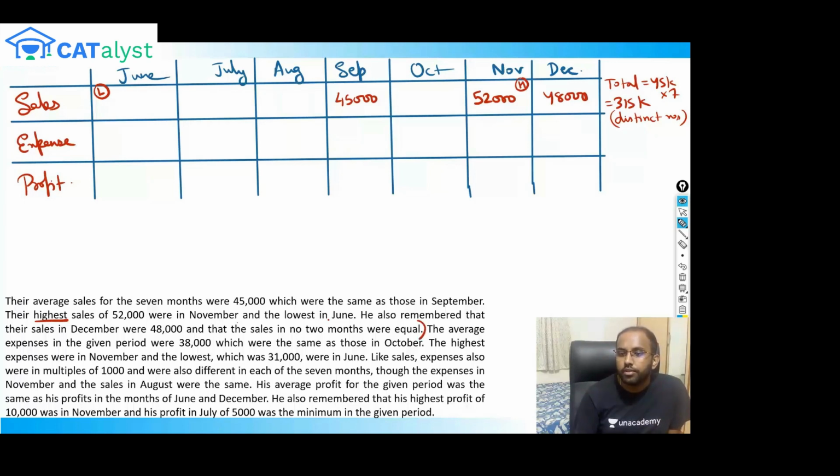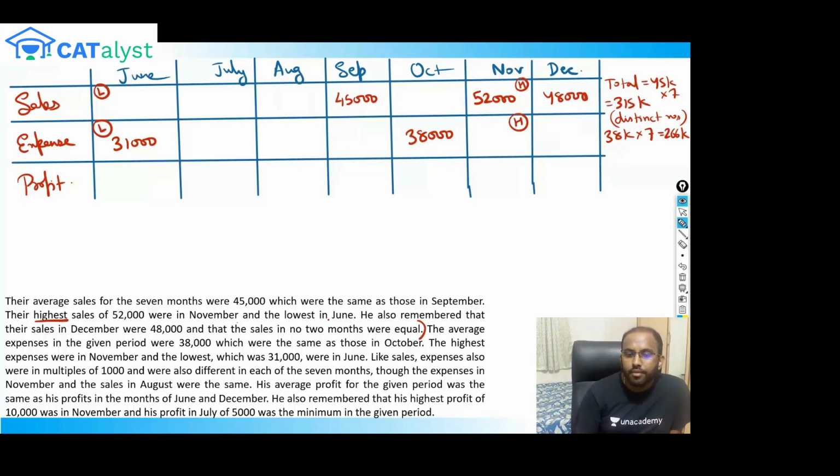Now move to expense. The average expense in the given period was 38,000, which was the same as that in October. So in October the expense was 38,000. What is total expense now? So total expense becomes 38,000 into 7, that is 266,000, that is 2,66,000. Now the highest expense was in November and the lowest was 31,000 in June. I'll put here highest expense in November.